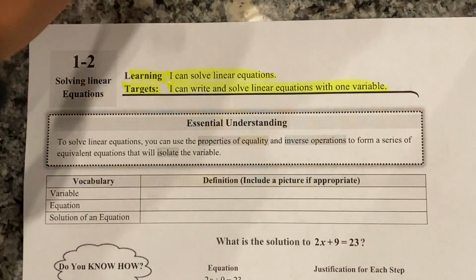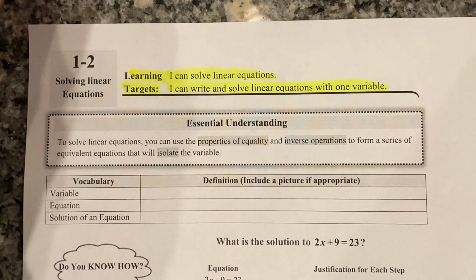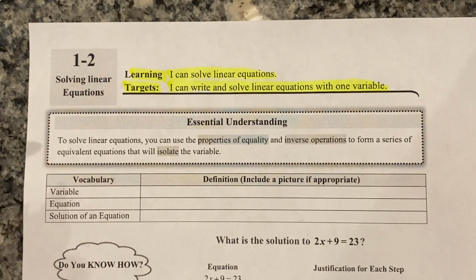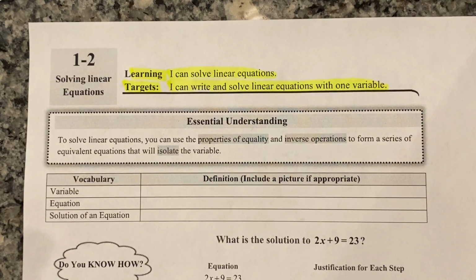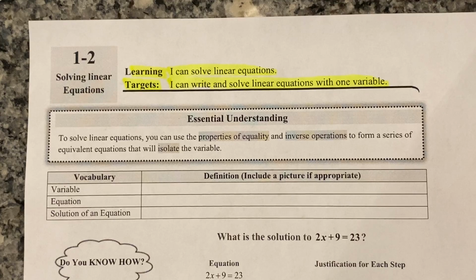As it says right here, the essential understanding is that we need to use our properties of equality and our inverse operations to get the variable alone. That's what the word isolate means. We want to get it on its own. A couple of definitions real quick. Sometimes I write really quick, so whenever you need to, you can pause this and get things done.